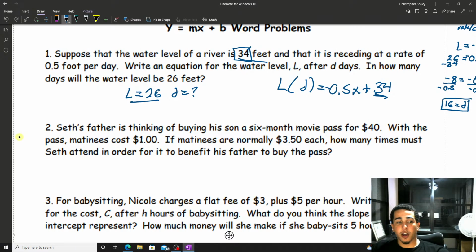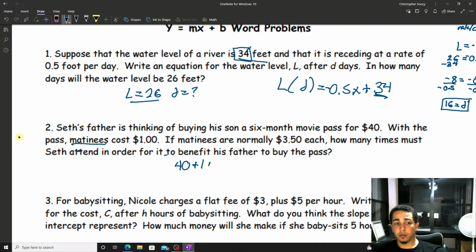Alright, number 2. Seth's father is thinking of buying his son a 6-month movie pass for $40. With the pass, matinees cost $1. If matinees are normally $3.50 each, how many times must Seth attend in order for it to benefit his father to purchase the pass? So the 6-month pass is $40. And then he has to pay $1 every time he buys one of these matinees.